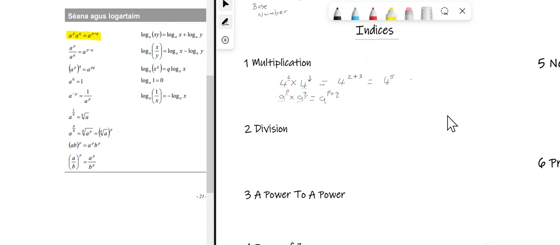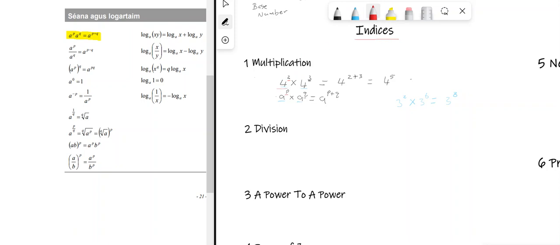As another example, let's say we have 3 to the power of 2 multiplied by 3 to the power of 6. What we can do is just add these together. So it's going to be equal to 3 to the power of 2 plus 6, which is equal to 8. That's basically all it is. And if you think about it, it makes complete sense.